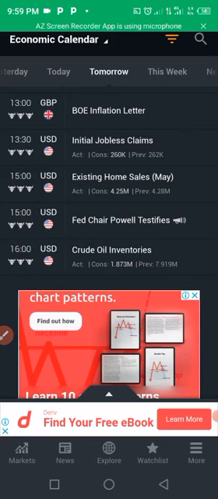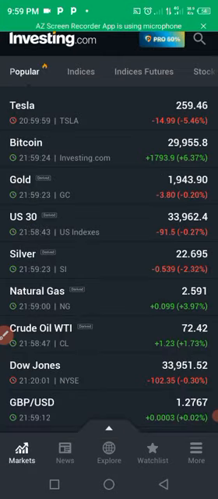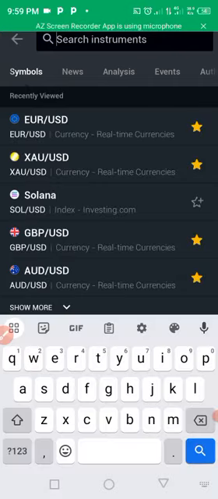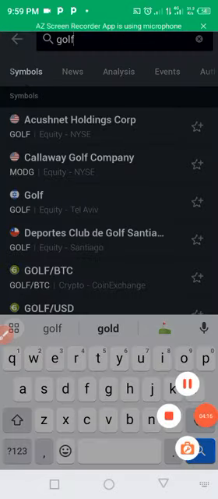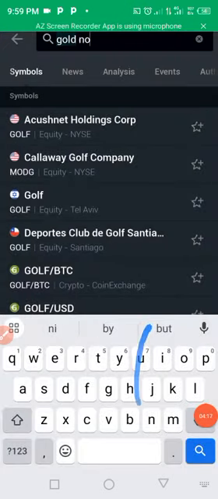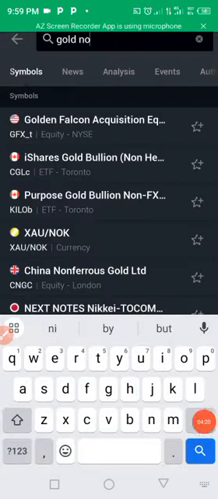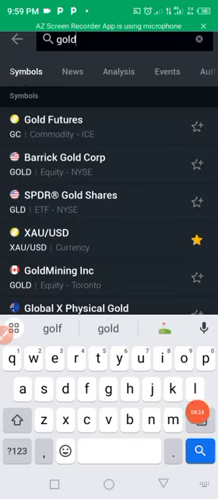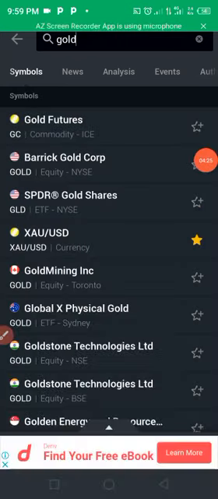These are all called fundamental analysis. Now, how do you use it to trade the markets? So you go to market. Let's say, for example, I want to trade gold. So you type gold. Once you type gold, you search.